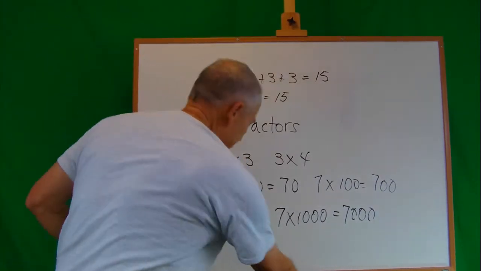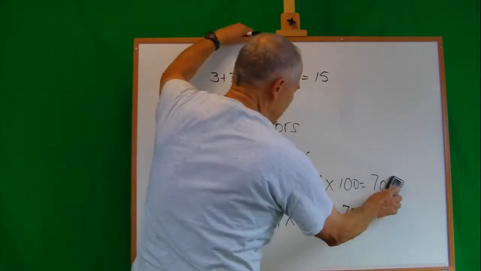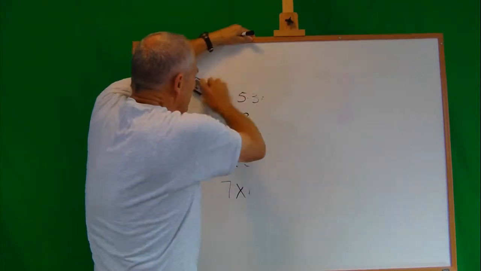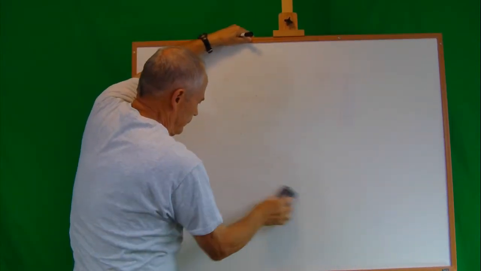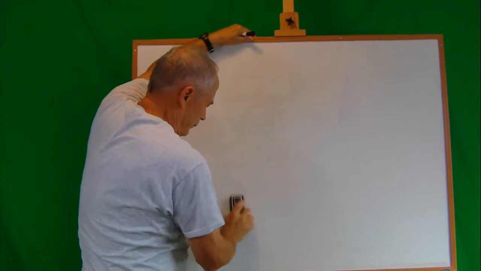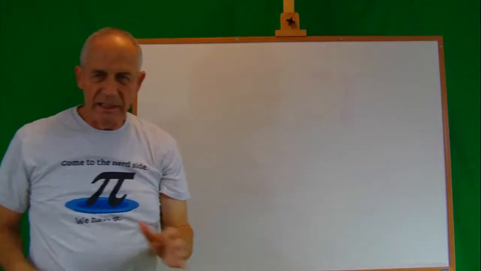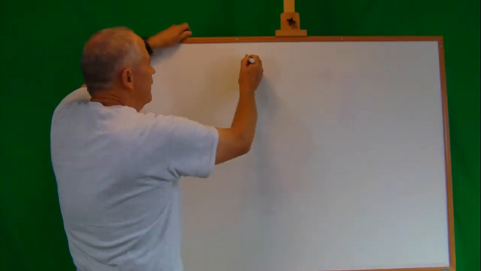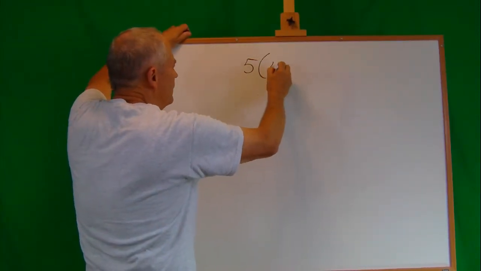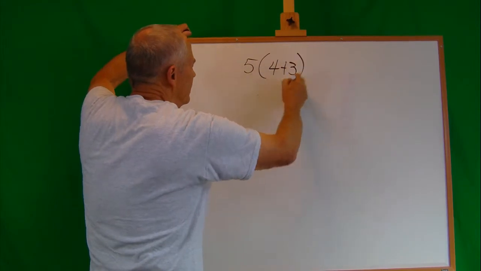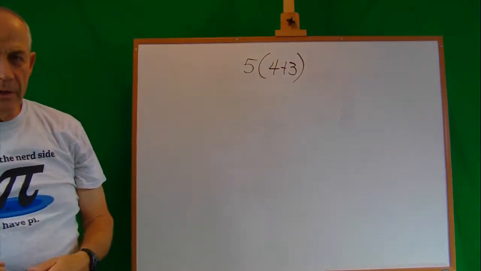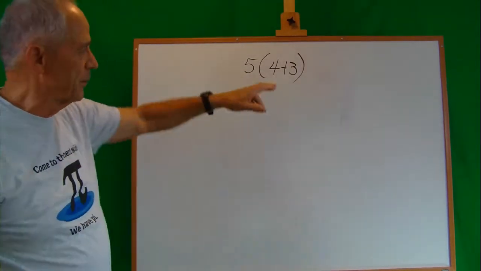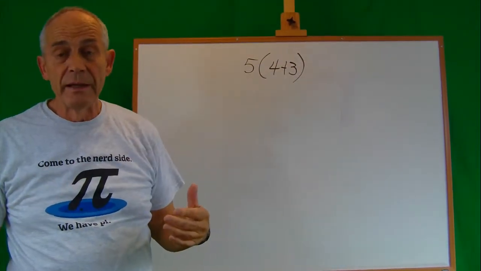One other thing, and I'll have to erase this first before I can do this, that we need to know so that I can show you something really handy. If I multiply 5 times 4 plus 3, according to the order of operations, we do things in grouping symbols first. Grouping symbols are things like parentheses.